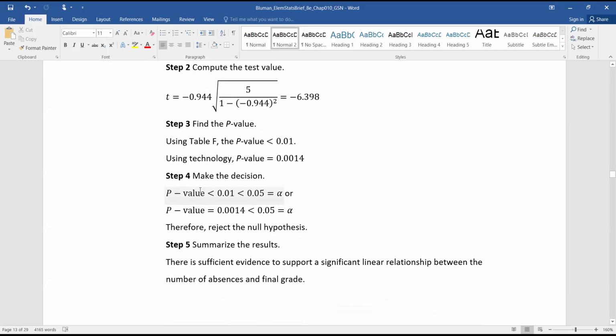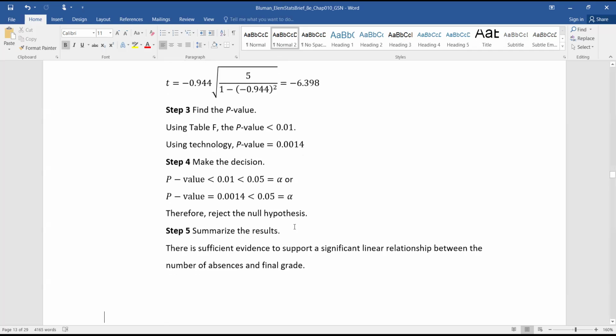And since the p-value is less than 0.01, which is less than the alpha of 0.05 we were looking at, I can tell that we would also reject the null hypothesis, once again stating there is sufficient evidence to support a significant linear relationship between the number of absences and the final grade.